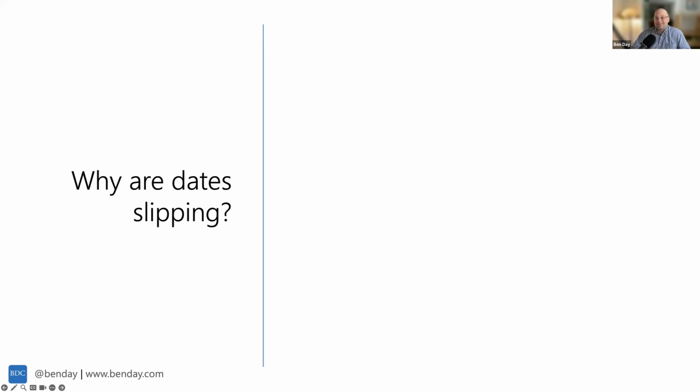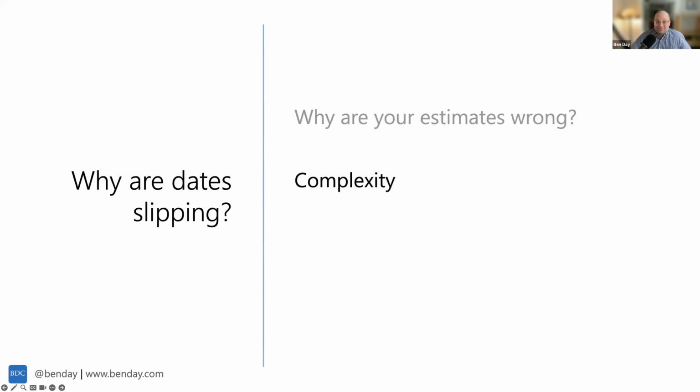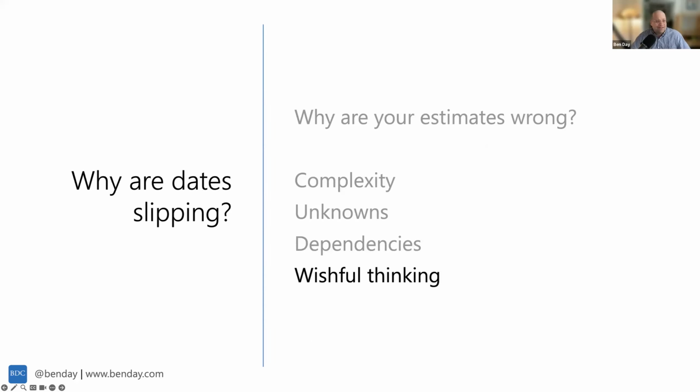So why are dates slipping? Put another way, why are your estimates wrong? Well, software is hard. There's complexity, there's unknowns, there's dependencies, there's wishful thinking that happens. Oh, this time we're going to make it awesome. All kinds of these things happen, and the dates slip. Especially try not to make promises about dates. You can make forecasts about when things might actually show up, but don't promise things.